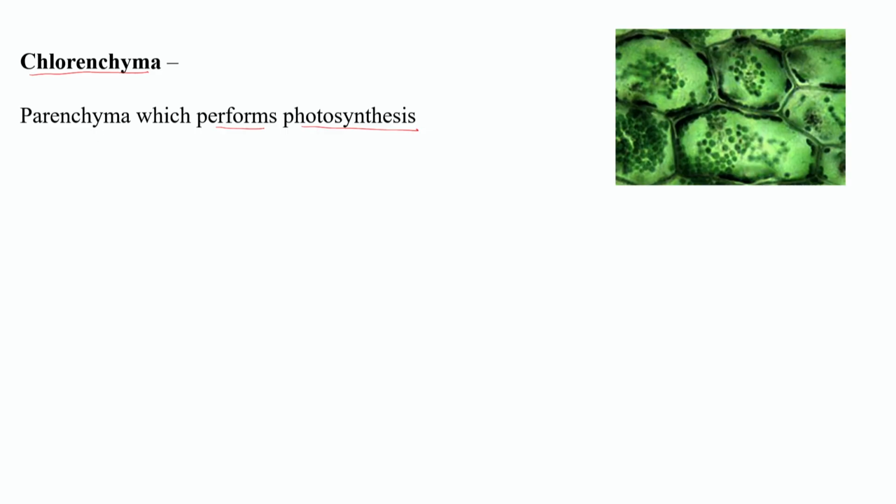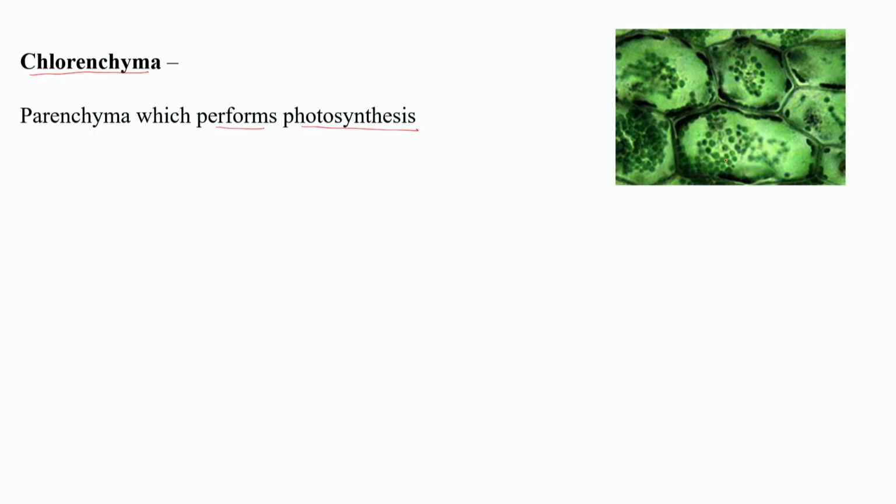Photosynthesis, you all know, is the process by which plants capture light energy and convert this light energy into chemical energy in the form of different sugar molecules. First of all, simple sugars are made and then from there complex sugars are made. So, chlorenchyma, this is a picture where you can see chlorenchyma.